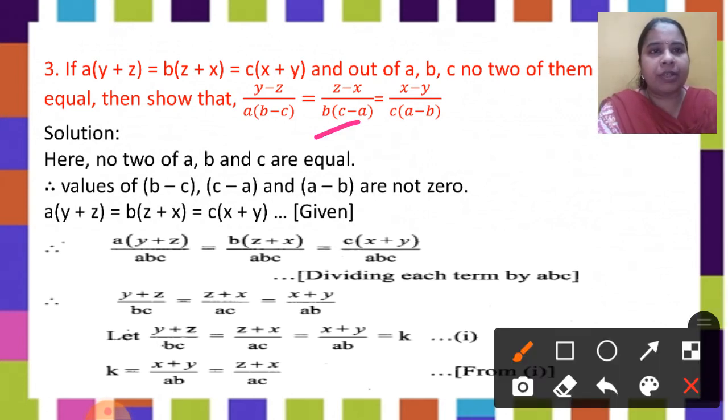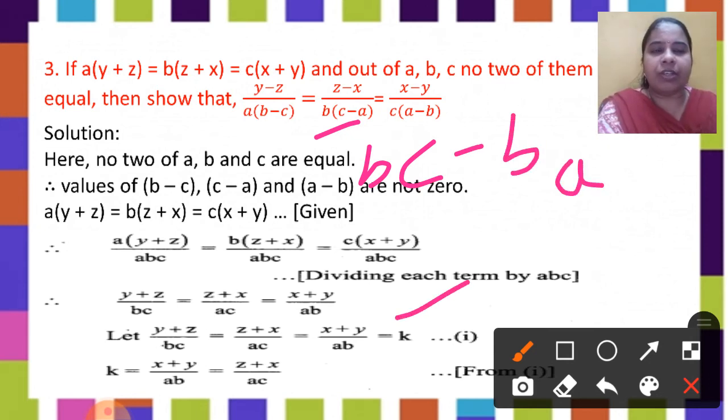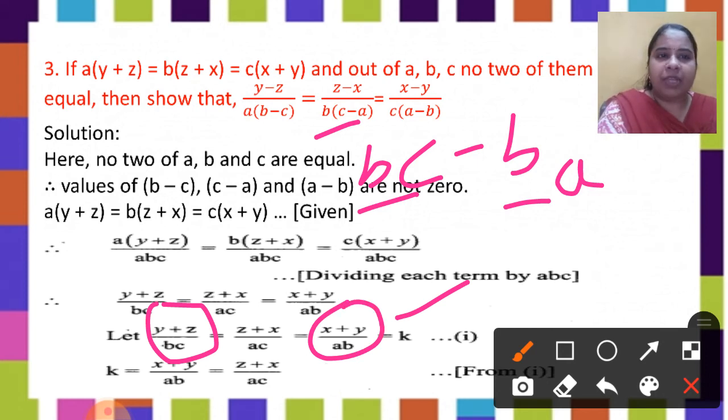Let us open the bracket here. I want BC minus BA. So out of these three ratios which are written here, which should I consider? First I should write BC, means this one, correct? This ratio, because it is having BC in the denominator. Then I want BA. Then which one? This one or this one? Of course this one. BA means AB. So you have to write this ratio equal to this ratio equal to K.